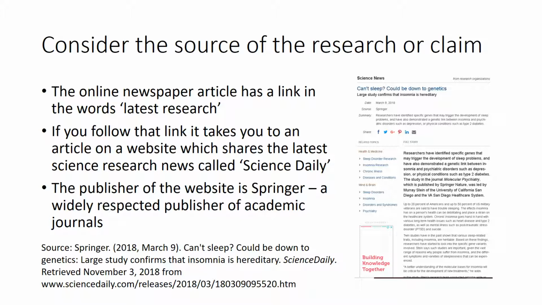When we look at the online newspaper article, we can see that it has a link in the words "latest research." So if you click on that link and follow it, it takes you to an article on a website which shares the latest science research news called Science Daily. Now, the publisher of the website is Springer, and Springer is a widely respected publisher of academic science journals. So that's a really good sign. What you can see is that when we get closer to the scientific evidence, we start seeing the sources of information becoming more well documented.